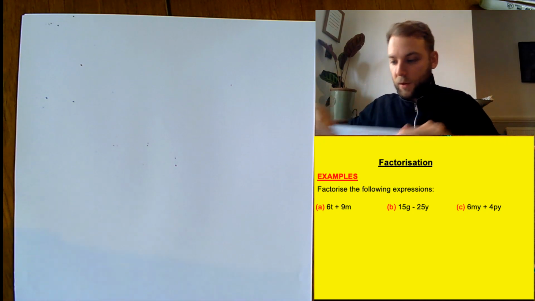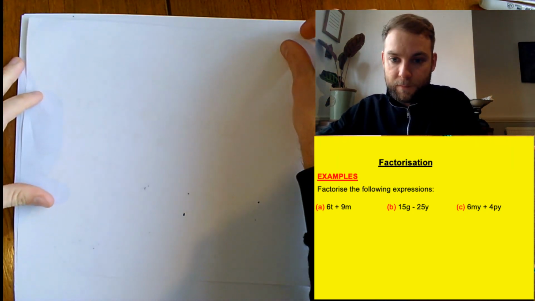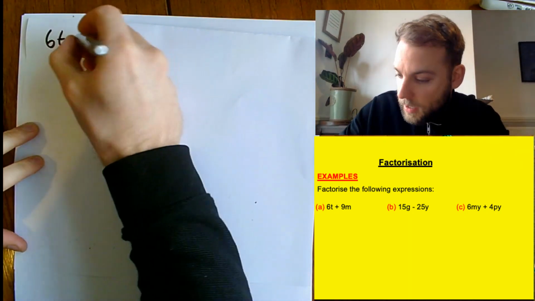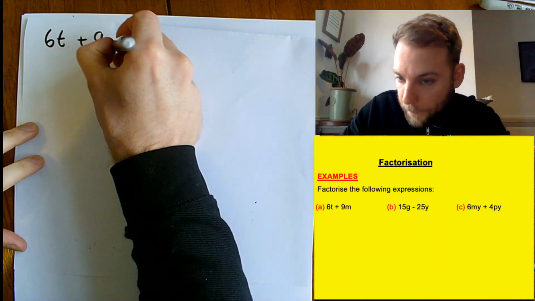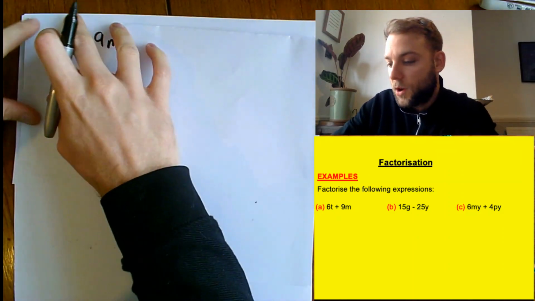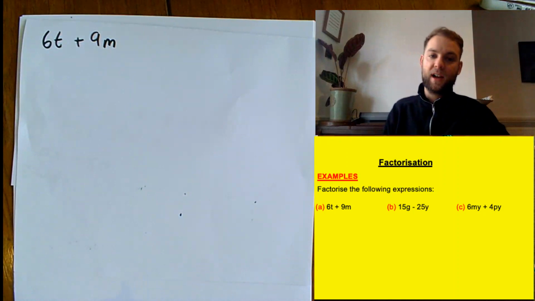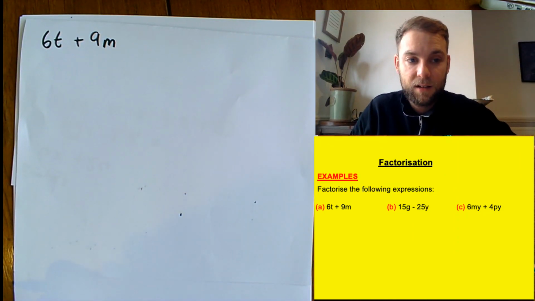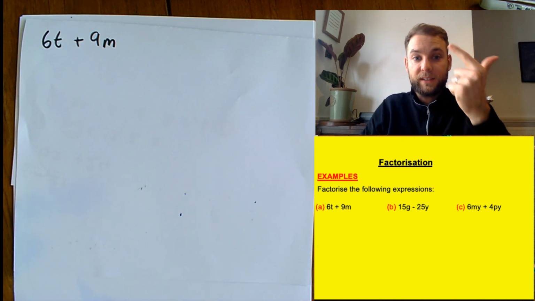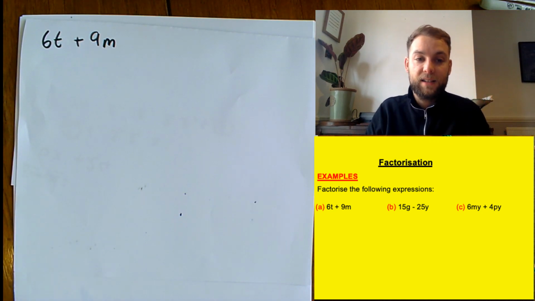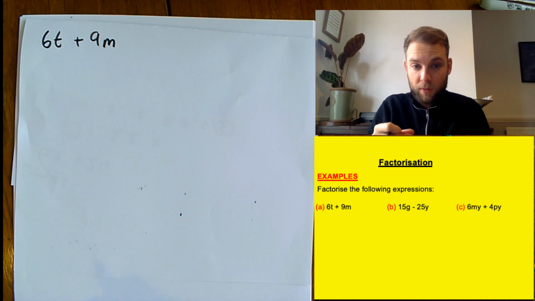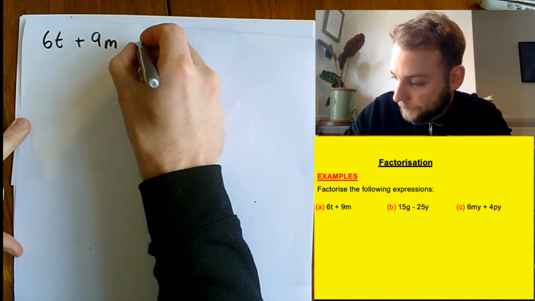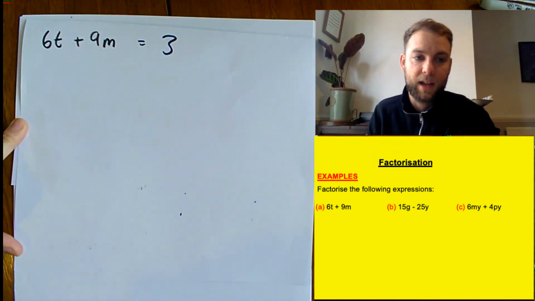So the first one that we're going to be doing is 6t plus 9m. With this one here, we've got to find out what number goes into both 6 and 9. Now you might just be able to see this. Okay, factors of 6 are 1 and 6, 2 and 3. Factors of 9 are 1 and 9, 2 doesn't go in, 3 and 3. So the number that goes into both 6 and 9 is 3. So that's what's going to go outside my bracket.